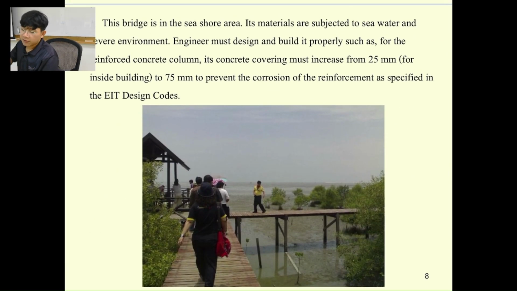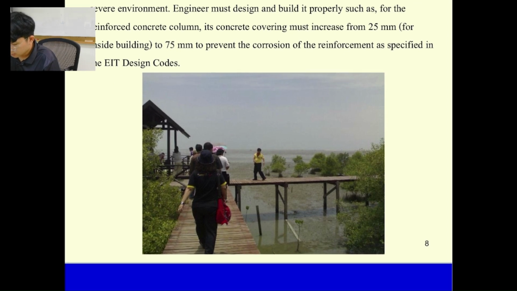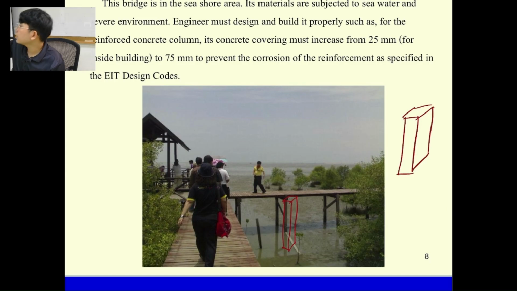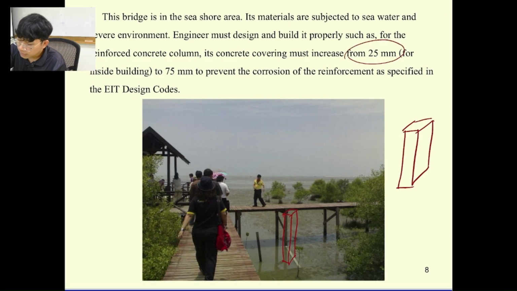Okay, for example, if you would like to construct a column, say I pick this column at the C area. For the normal structures over here, we're going to have the covering of just 2.5. So the covering basically is the distance that covers the reinforcement.